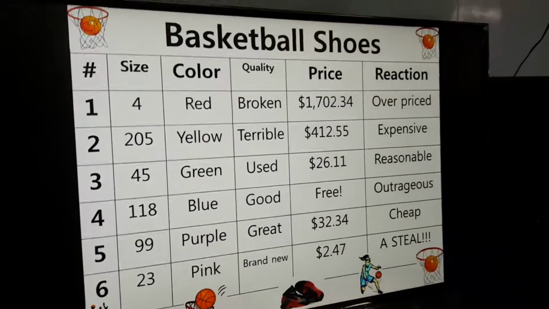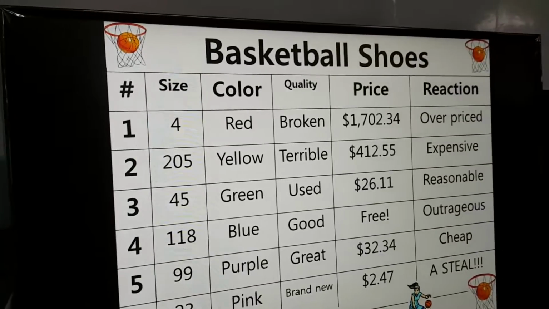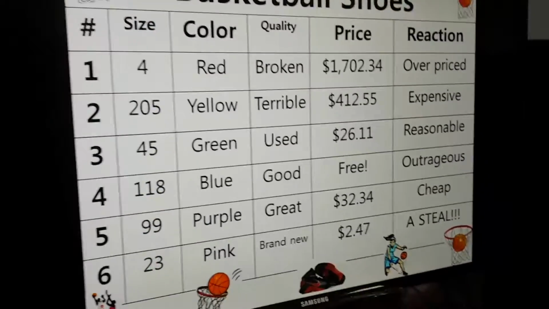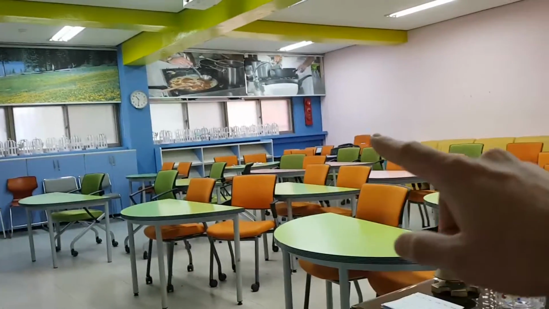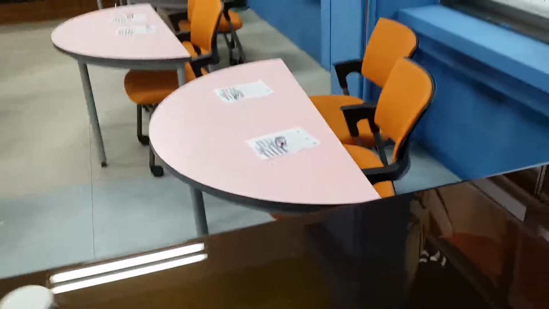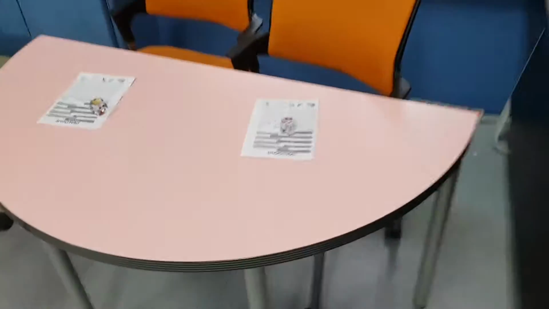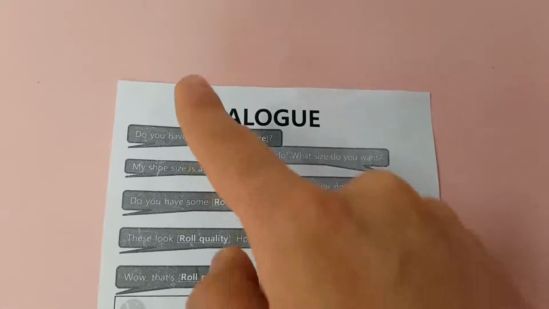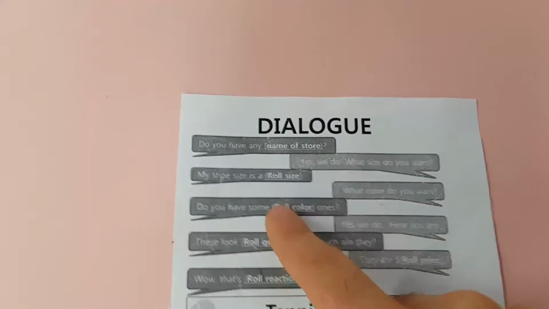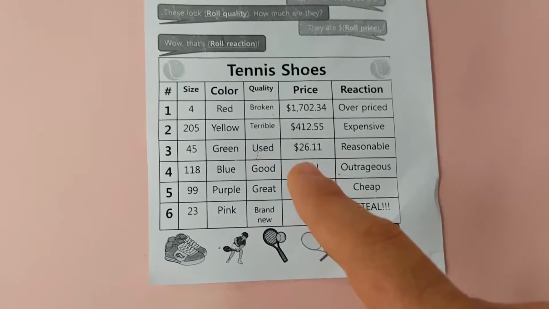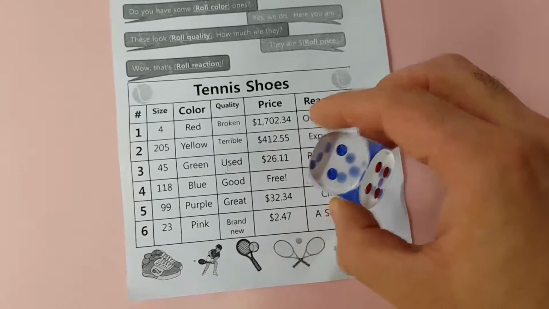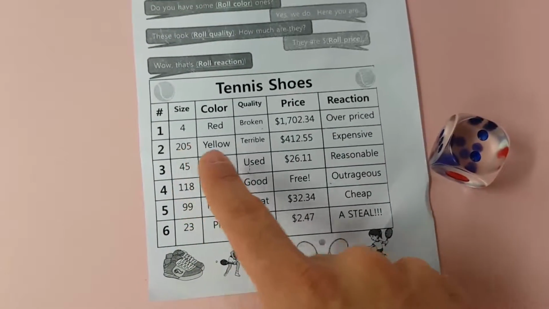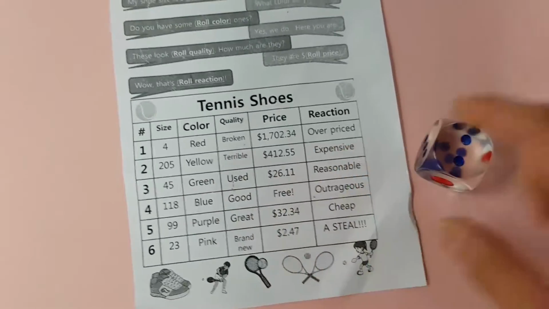So these would be like the answer sheets for different stores. If I go in my classroom here, I have different stores, one store over there, one store over there. You can see that they have these papers here and a dice. The paper has the dialogue of what they need to read and say, and the answers according to what dice roll you roll. So if I roll a 2, that would be 205, or it could be yellow, terrible, it could be one of these.